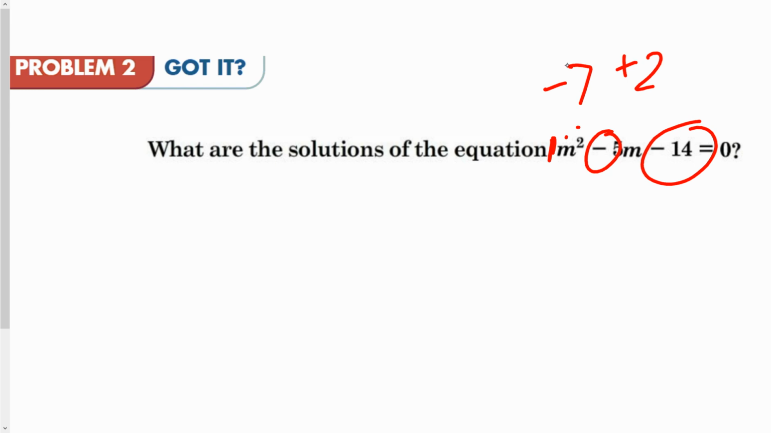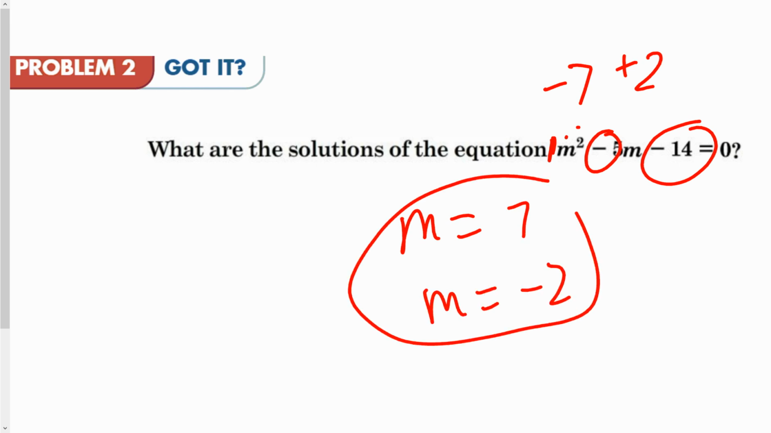All I have to do is take the opposite of those. So my M equals positive 7 and M equals negative 2. So those are my two answers for this. Got it? So that's a faster way to do it, especially when A equals 1.